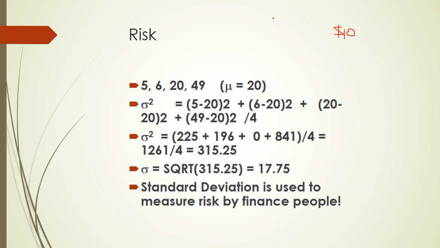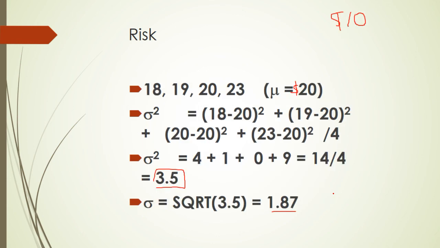I do the math here. Take the 5, the 6, the 20, the 49, subtract the mean of 20, square them, add them up, divide by 4. Then take the square root. I get $17.75. The standard deviation is $17.75. Here it was 1.87. Here's 17.75. This investment is almost 10 times as risky as this investment.